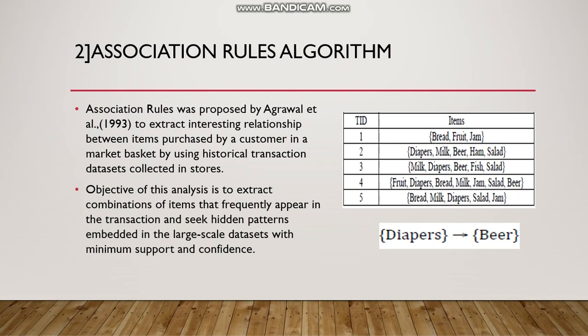Number 2. Association rules algorithm. This tool was proposed by Agrawal to extract interesting relationships between items purchased by a customer. The objective of this analysis is to extract combinations of items that frequently appear in the transactions. In the table, we can see that there are five transactions and diapers and beer are frequently bought together. That's how we can figure that out by using association rules.